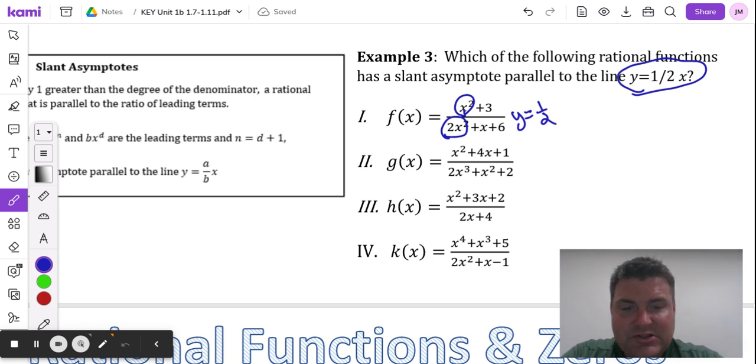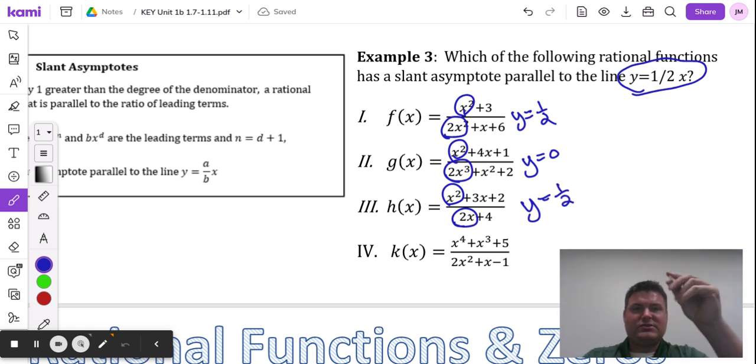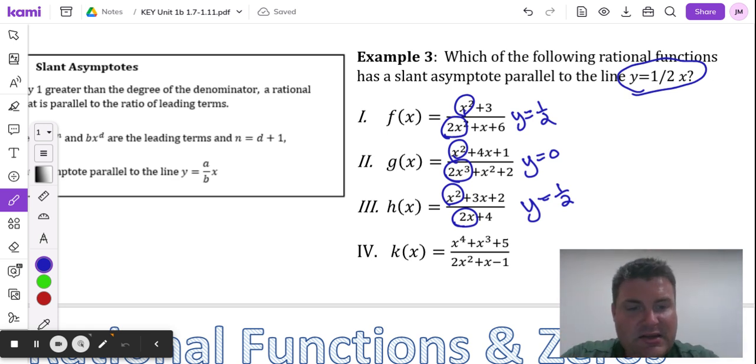If I look at g of x, we actually have a larger power on the bottom, so that's going to give me y equals 0. Ooh, if I look at h of x here, that power on top is bigger by 1. So it's y equals, the coefficients are 1/2, and x squared over x. The x squared cancels out with the x. I'm left with just an x. So this right here is our answer.